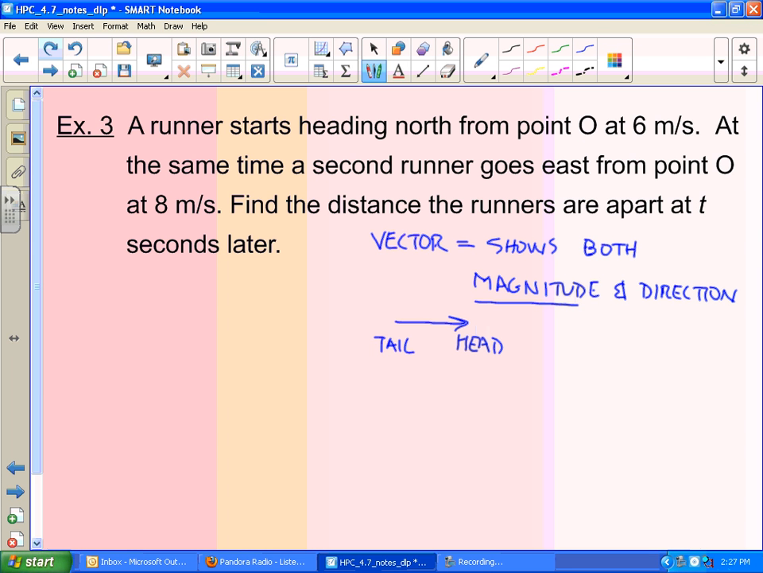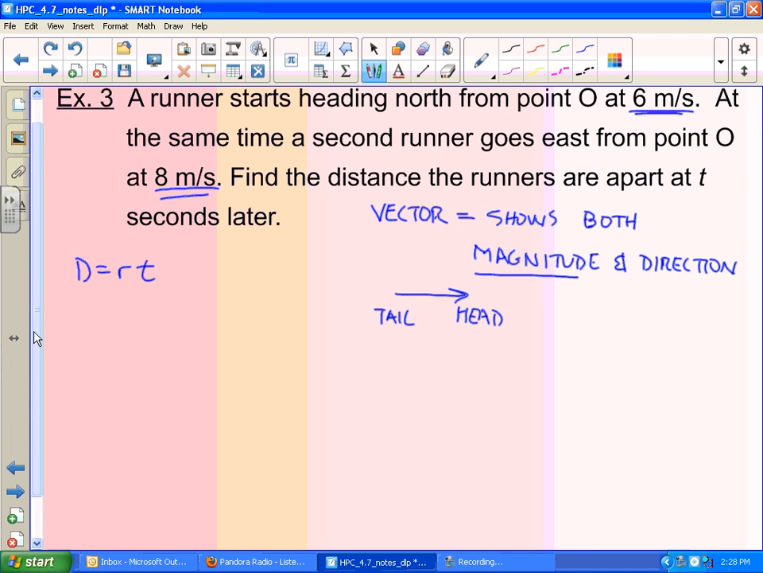So we're going to use vectors to draw this and see what happens. So first of all, I've got a rate, 6 meters per second. I've got another rate, 8 meters per second. And we need to remember that when we talk about rate problems that involve distance, distance is equal to rate times time. D is equal to RT, right?